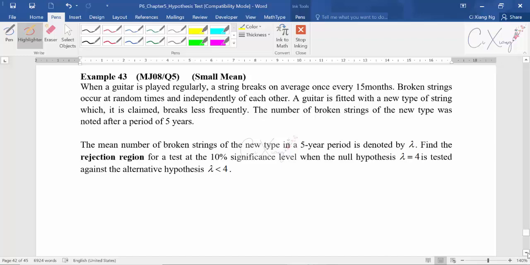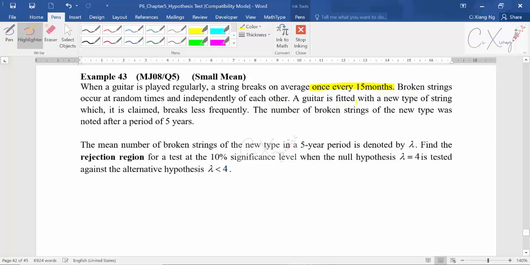Alright, so for this video, we will continue with our examples that want us to find out the rejection region on our own. If you have a look at example 43, when the guitar is played regularly, a string breaks on average once every 15 months. From here, you can see that it is a Poisson distribution because the interval is given. Broken strings occur at random times and independently of each other.